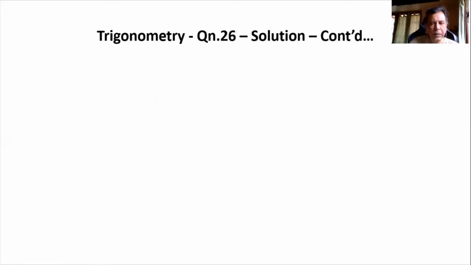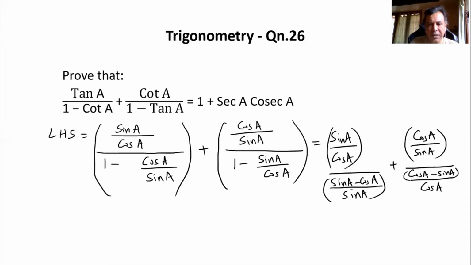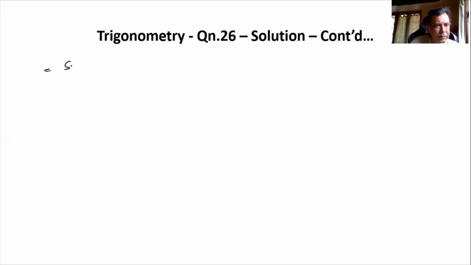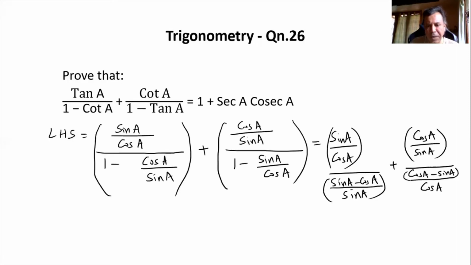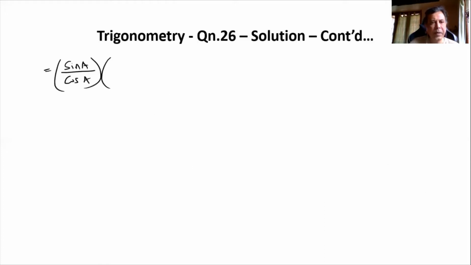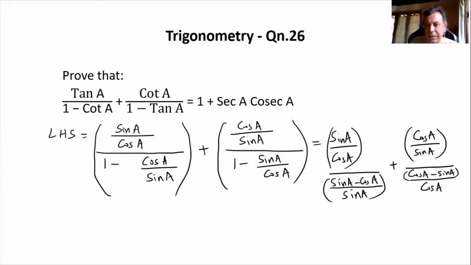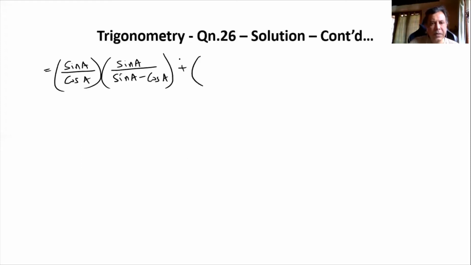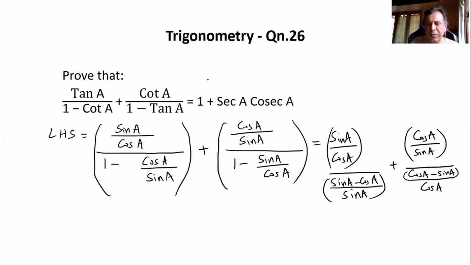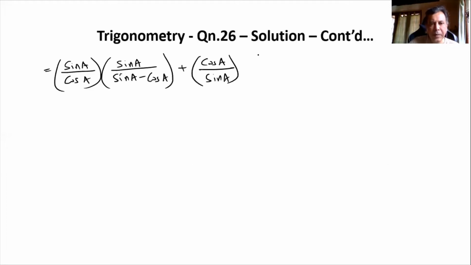So let's proceed. We have sine A by cos A multiplied by the reciprocal of the denominator, sine A divided by sine A minus cos A, plus the numerator of the second term, cos A by sine A. Then we will write the denominator as a reciprocal because we are multiplying it. Cos A divided by cos A minus sine A.